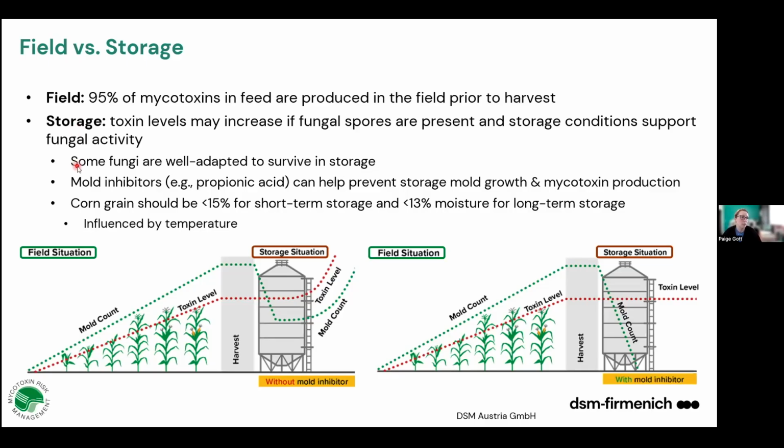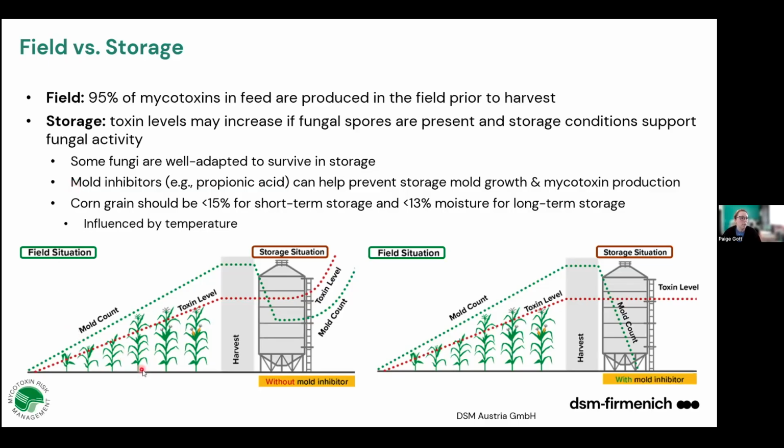And some of the fungi are really well adapted to survive in storage, which we'll talk about in a little bit. But it's important to not overlook that potential for storage contamination to occur. There is data that supports the use of mold inhibitors such as propionic acid that can help prevent storage mold growth and mycotoxin production, but that's not going to reduce the contamination that occurred previous to that treatment being applied.